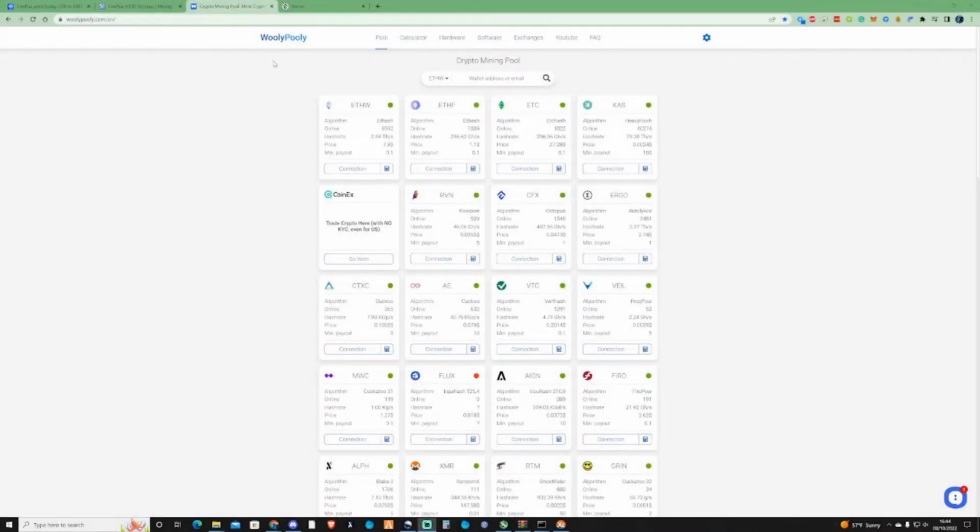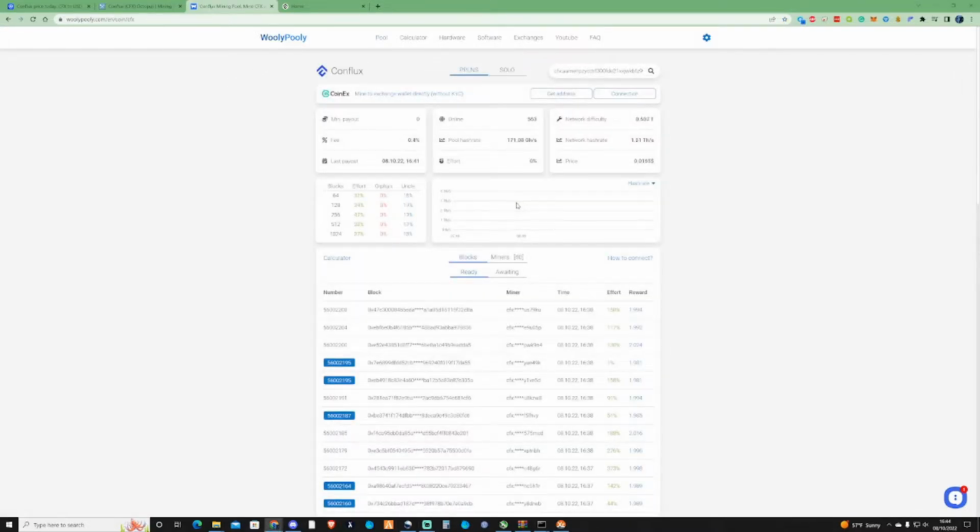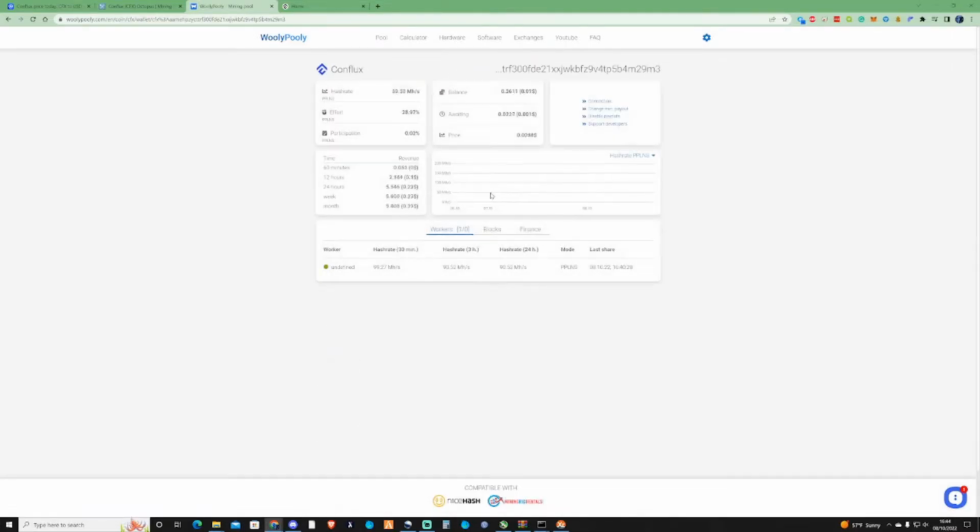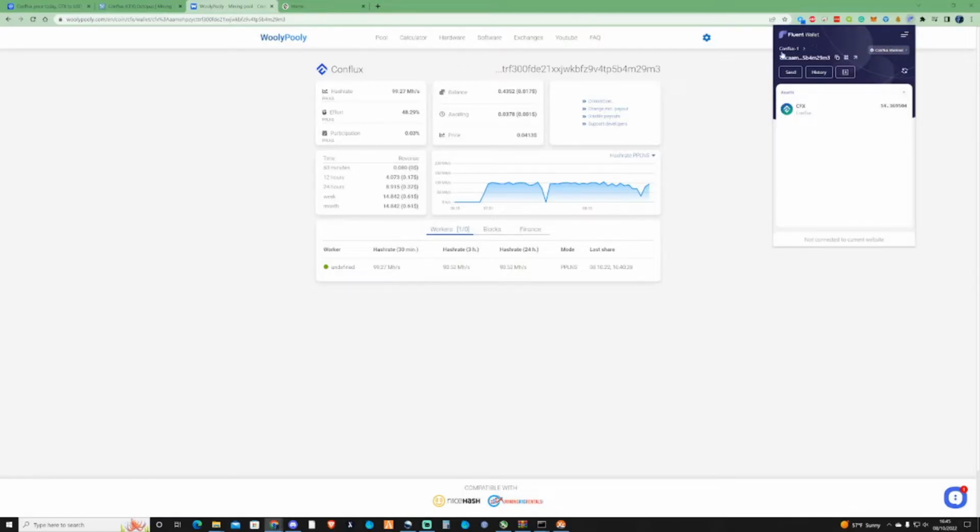Okay, so we're on woollypooly.com. What I'm going to do is just press on the CFX, and that's already got my address at the top there, so let's just press enter on that. And as you can see there guys, for a 24 hour period of time, I have earned 37 cents, or 8.9 of Conflux. And this is my Fluent wallet.